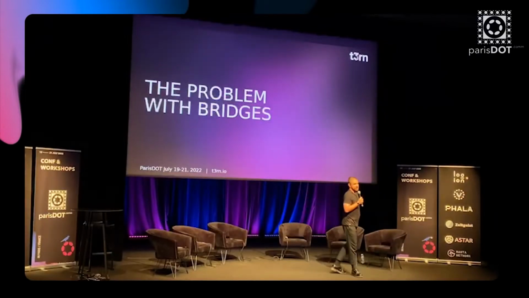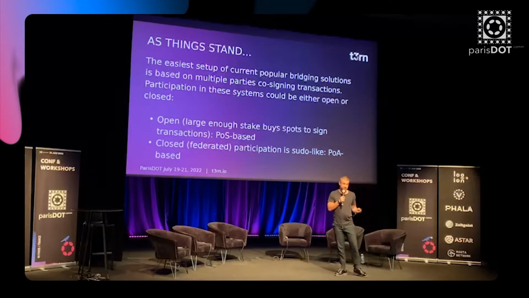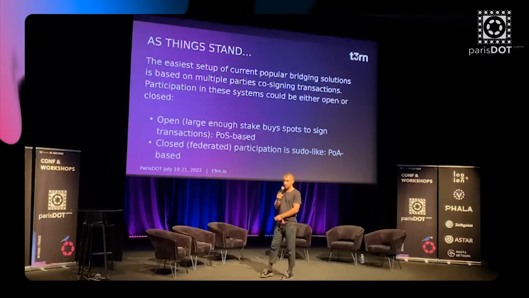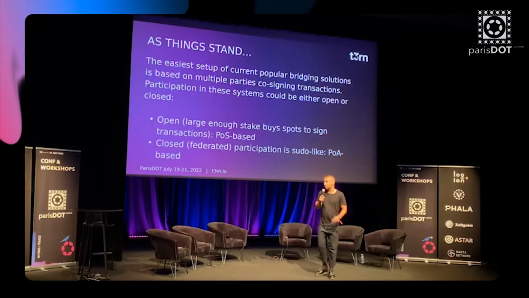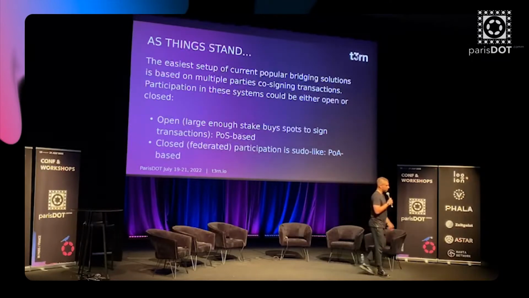So the state of things now, well, the problem with bridges, I'd say, is probably quite clear. As bridges stand now, the easiest setup is essentially either closed federated systems and proof of authority models, or open and large proof of stake models. Both aren't without their flaws. You look at something like proof of authority models, obviously doesn't really tie into what the real spirit of blockchain and open source is and should be.